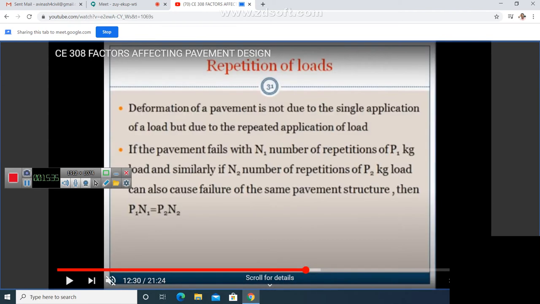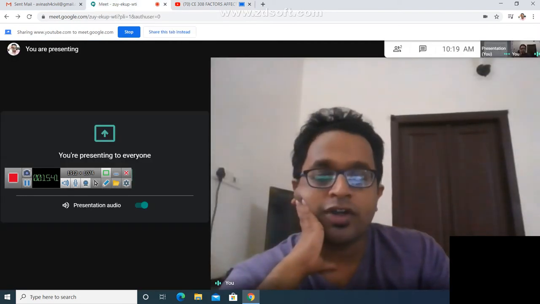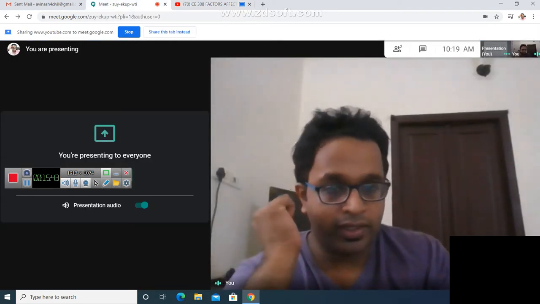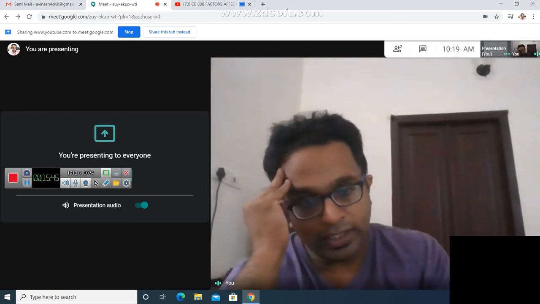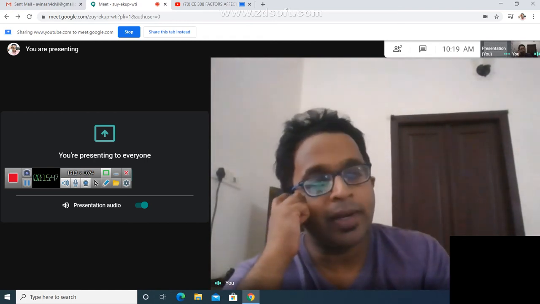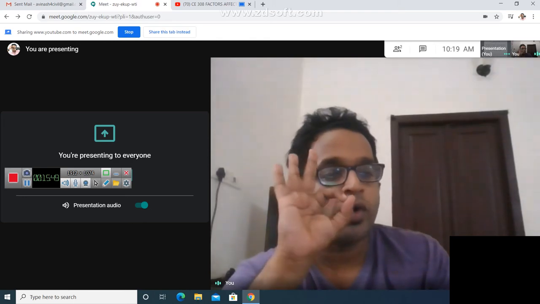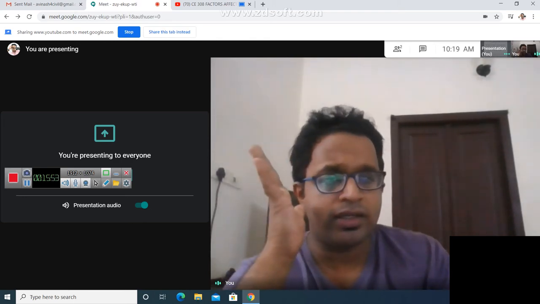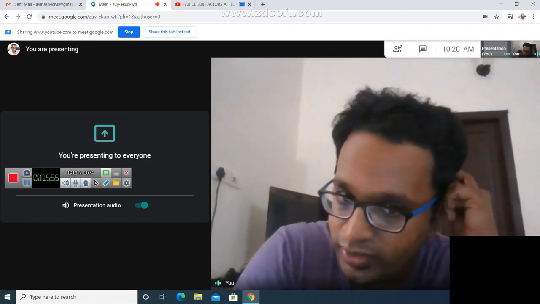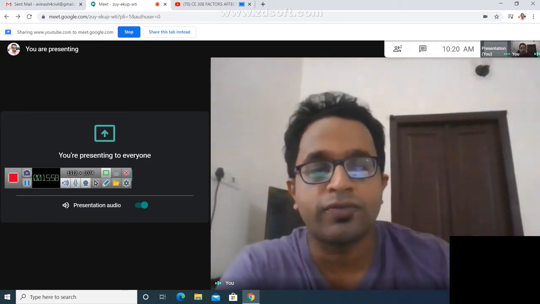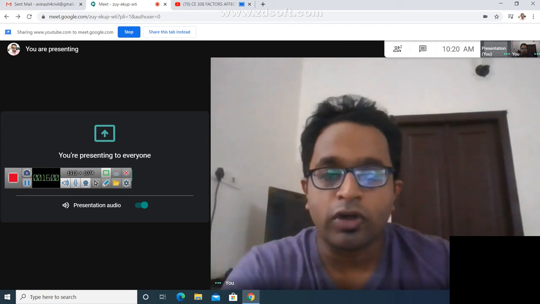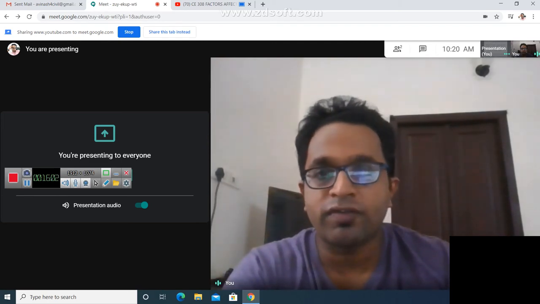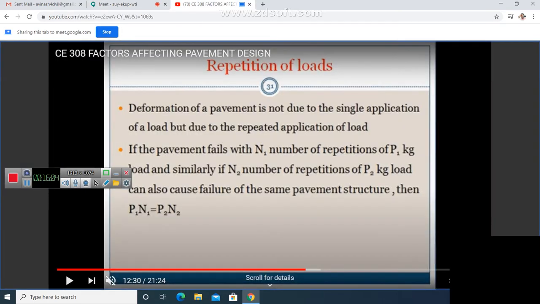Next important factor is the repetition of loads. Whenever you are speaking about the deformation of pavements, you should understand that a pavement will not be getting deformed only after the application of a load a single time. If the load is continuously getting applied, then only there is a chance for pavement failure. So repetition of loads is one important factor which you need to consider.